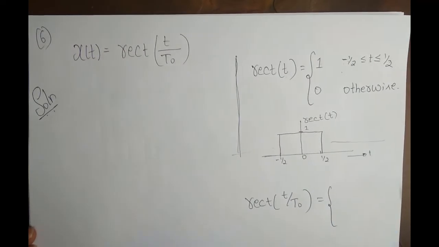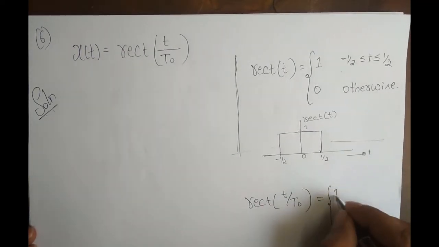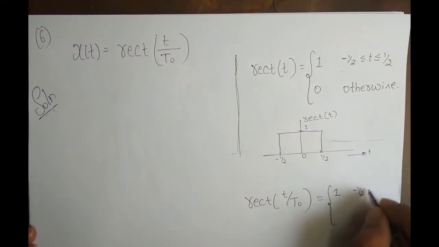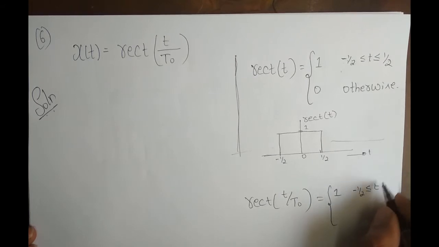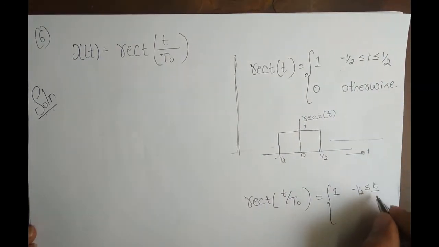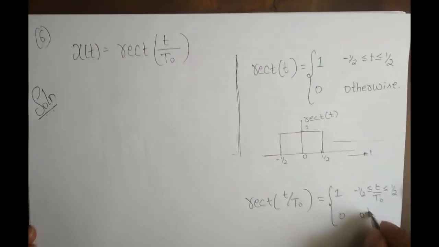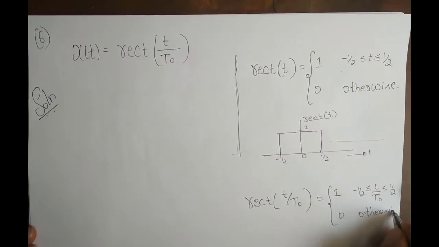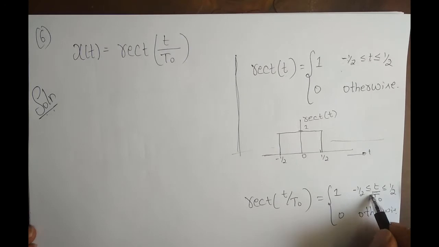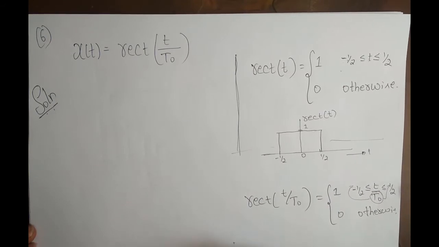Wherever t is there, you replace it by t by t naught. So it is equal to 1 for minus 1 by 2 less than or equal to t by t naught less than or equal to 1 by 2, and equal to 0 otherwise. Now I'll take this t naught to the other side, both in the left hand side as well as right hand side. So what do I get?